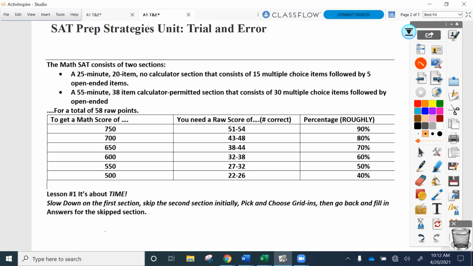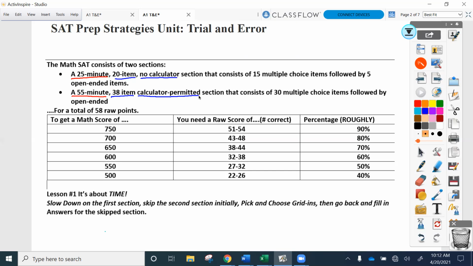Okay, we're going to start our SAT prep strategies unit. Particularly today, we're going to review the method of trial and error. First, let's look at what's on the SAT. There's two tests. One is a 25-minute test and one is a 55-minute test. On the 25-minute test, there's 20 questions and it's no calculator. On the 55-minute test, there's 38 questions and the calculator is permitted.